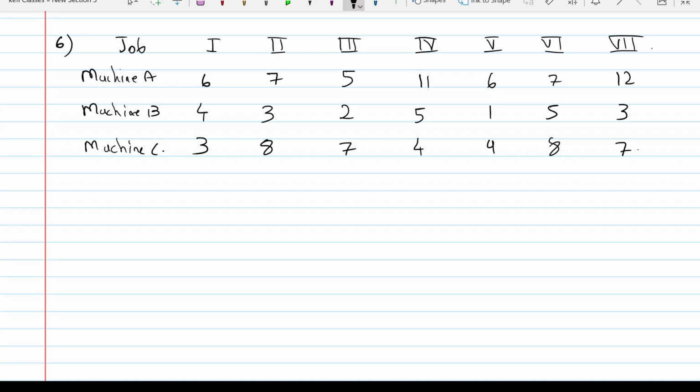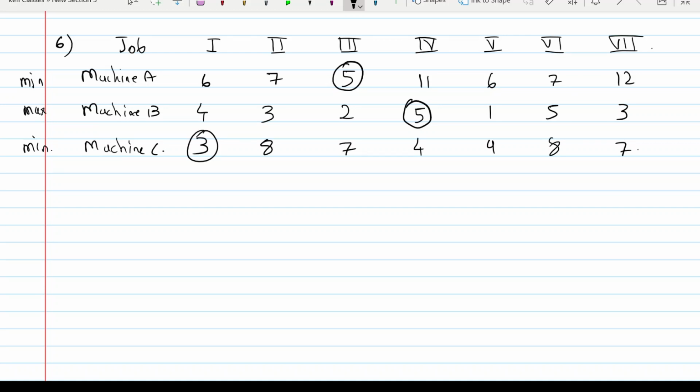5 is the minimum processing time for machine A. Then what is the maximum processing time for machine B? 5. And we will also find the minimum processing time for machine C. Machine C's minimum processing time is 3. So remember this: min, max, min.